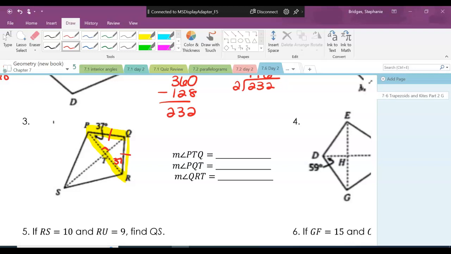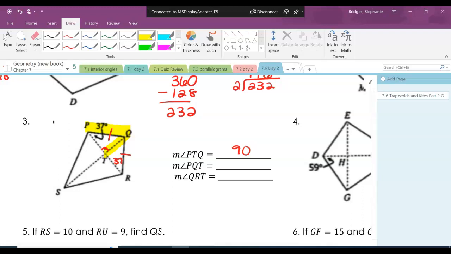Okay. Let me erase some of my highlights. Let's take a look at what they're asking and see if we need to get some more information, or are we done? Okay, PTQ, angle PTQ. Remember, follow it. PTQ. The middle one is where your angle is. How many degrees is that? 90. Everybody okay with that part? Then I'm going to look at angle PQT. I'm sorry, I said that wrong. PQT. Do we know what that angle is?